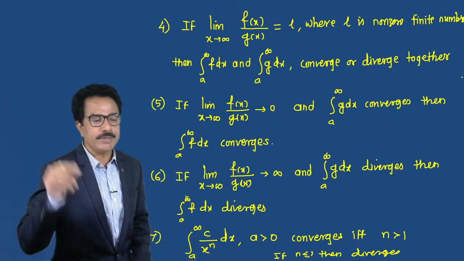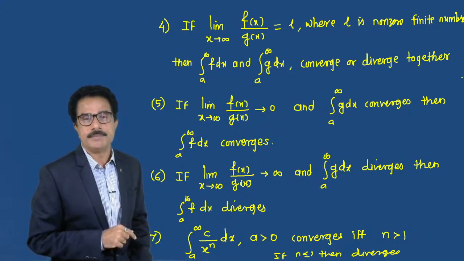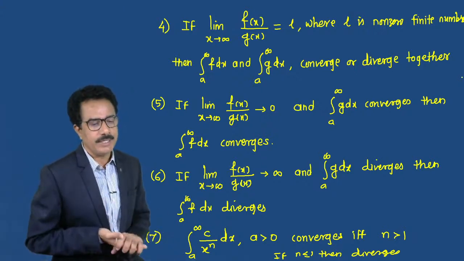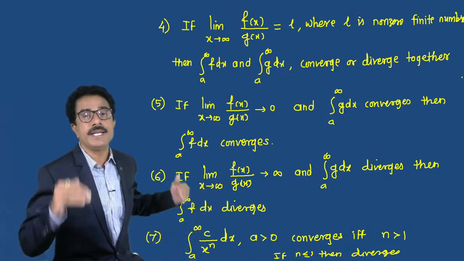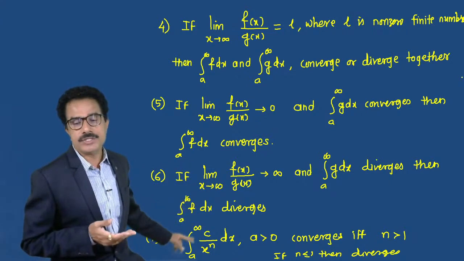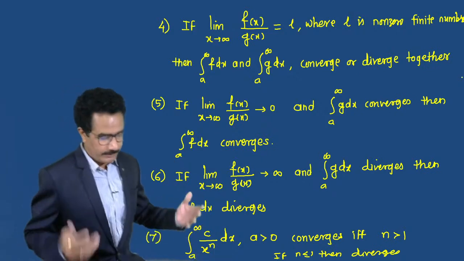Also, one useful comparison theorem is the integral from a to infinity of c divided by x raised to n. If the value of n is greater than 1, then the given improper integral converges. If n is less than or equal to 1, then this improper integral diverges, which we have proved.